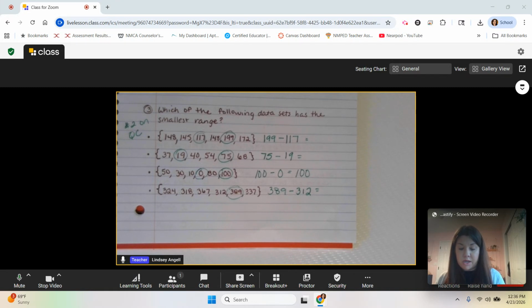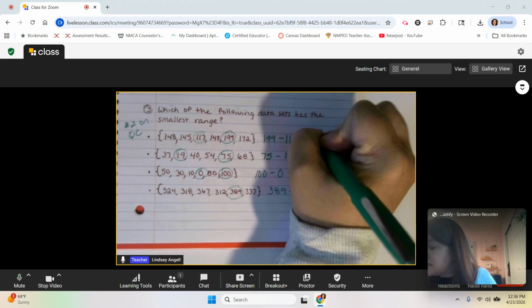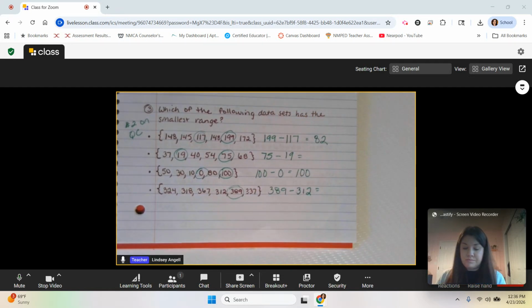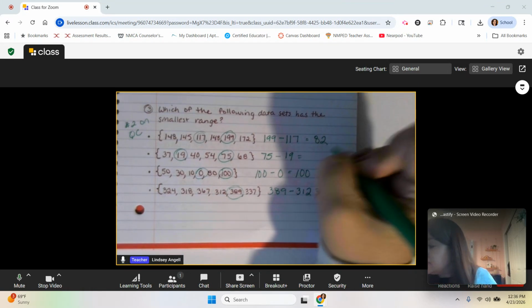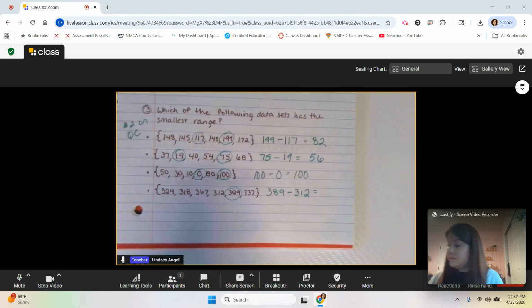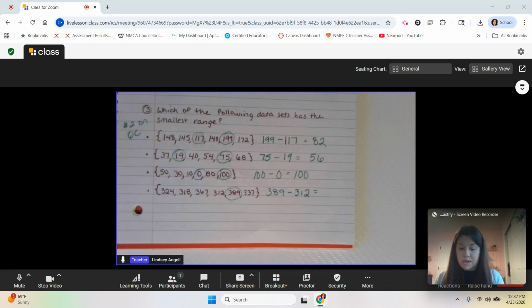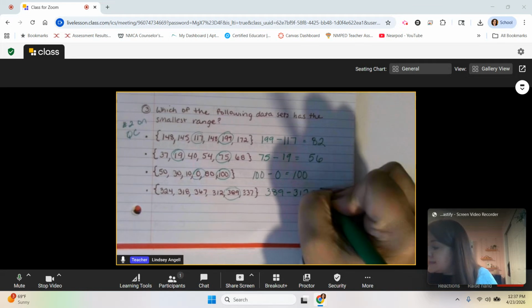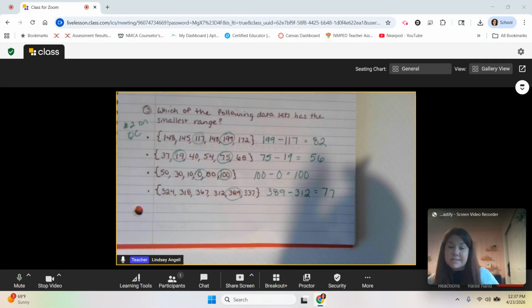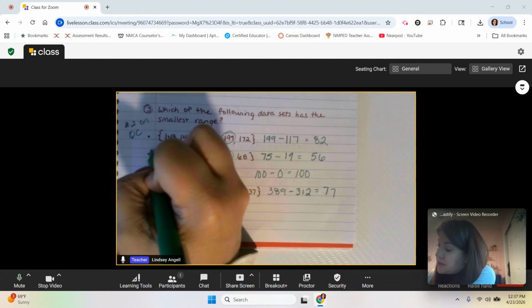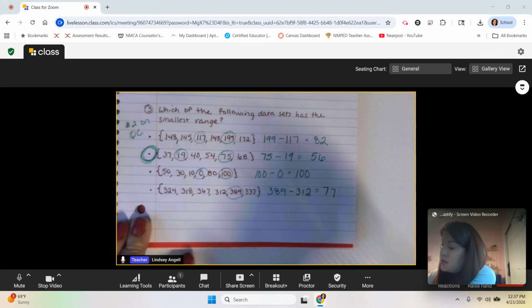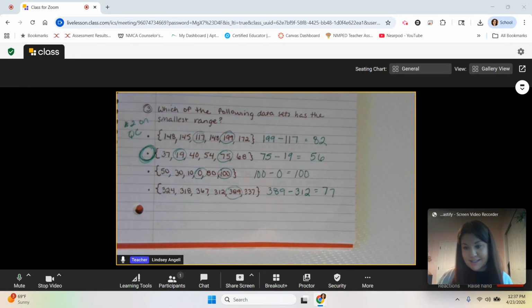Let's see, we've got 199 minus 117, that gives us 82. 75 minus 19 is 56. And then 389 minus 312 is 77. So in this case, not only are they the smallest numbers, but they also have the smallest range, so that would be your correct answer.